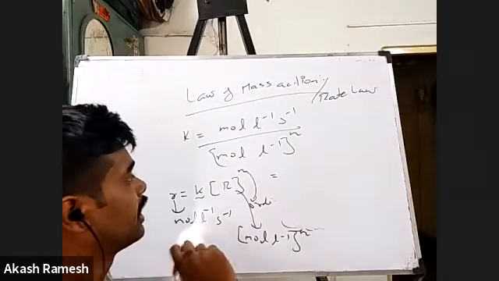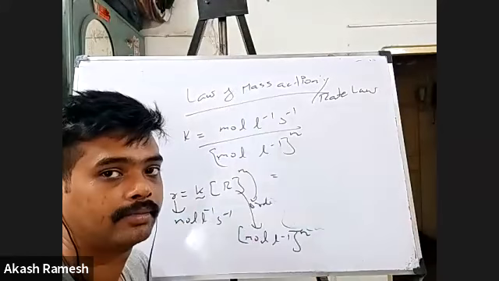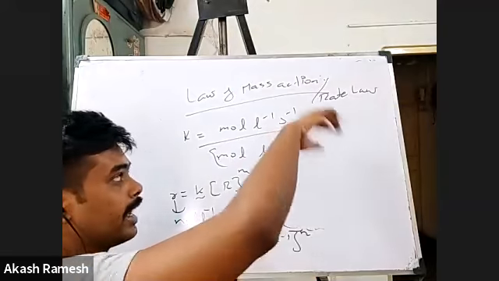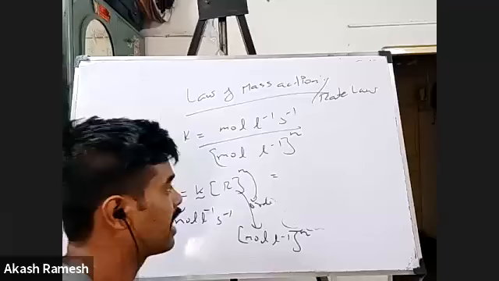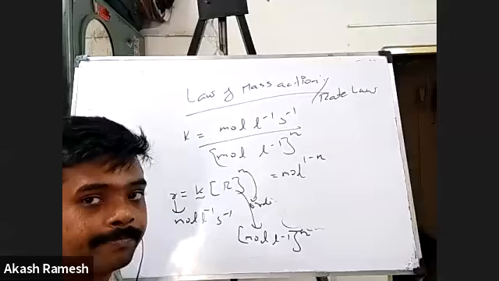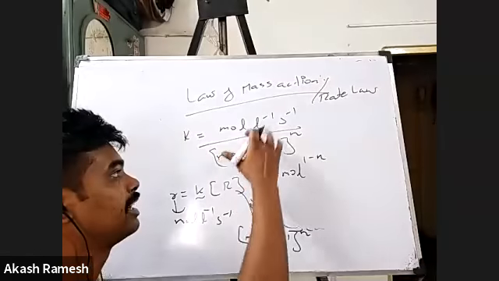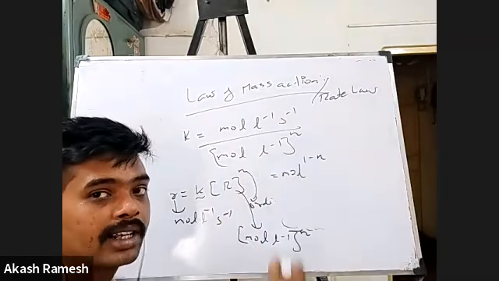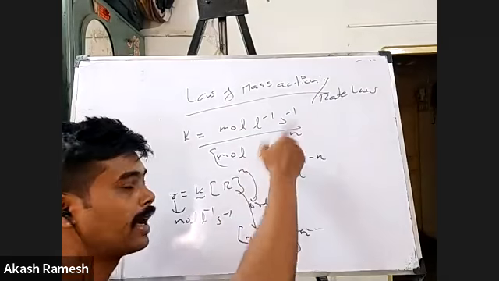So now how will I take it? Here I have mole power 1, here I have mole power 1, and here I have mole power N. If I take it to the numerator, it will become mole power 1 minus N. Next, I have liter power minus 1 here, and liter power minus 1 into N, so basically I have liter power minus N.